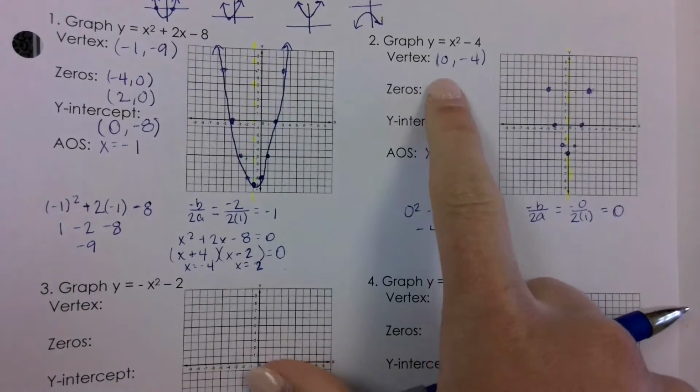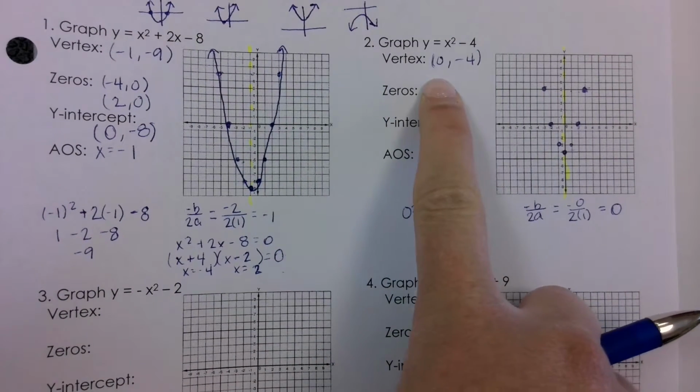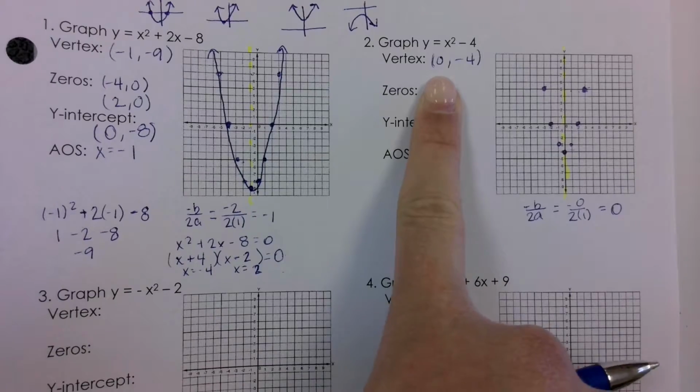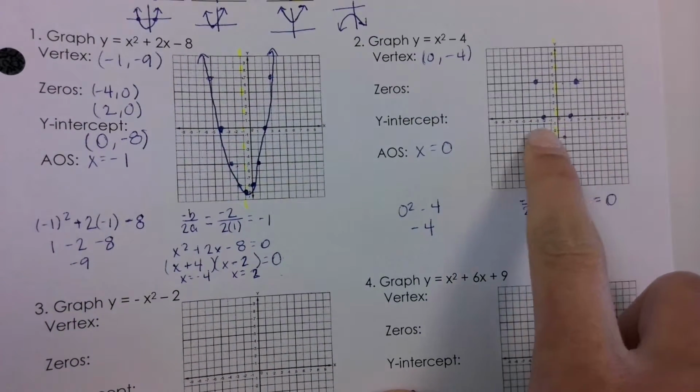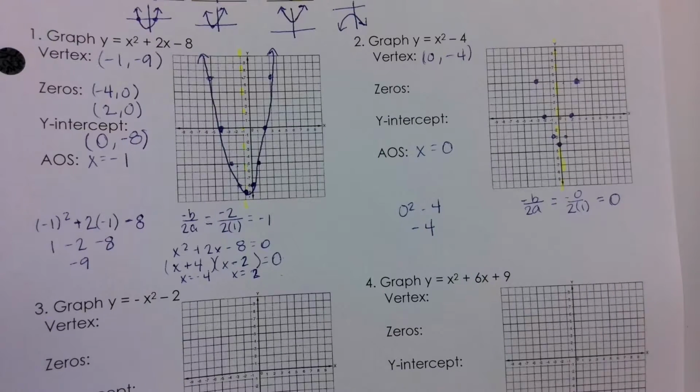Your vertex? 0, negative 4? Is that what you're, no, you asked x-axis, 2 and negative 2. Yeah, you're just pulling these from the calculator.